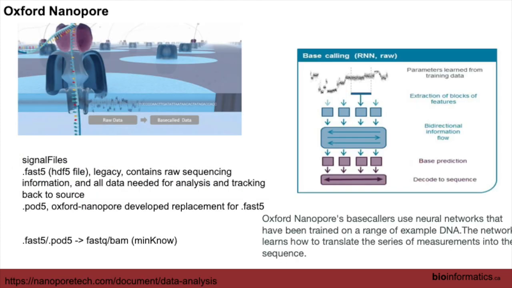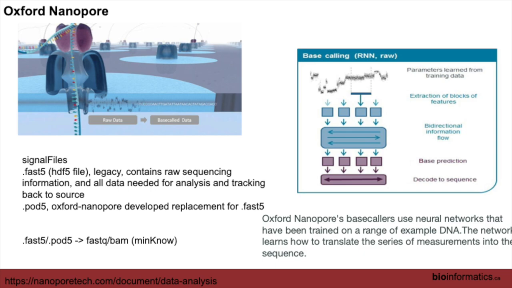Oxford Nanopore is a bit more complicated. This is a technology that's not sequencing by synthesis. It's basically DNA being pulled through a pore and causing a change in signal. This also generates a lot of raw data, looking at traces of what's happening over time. And that needs to be converted into base calls as well.